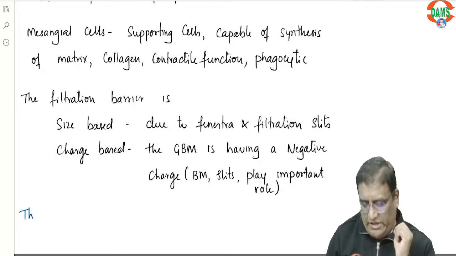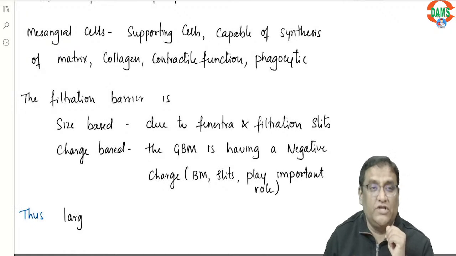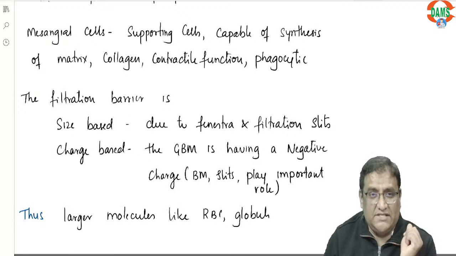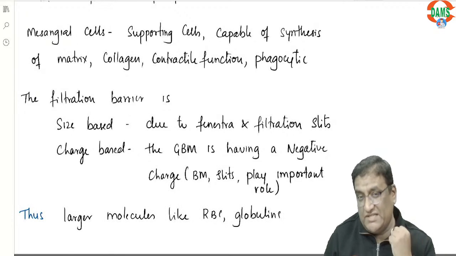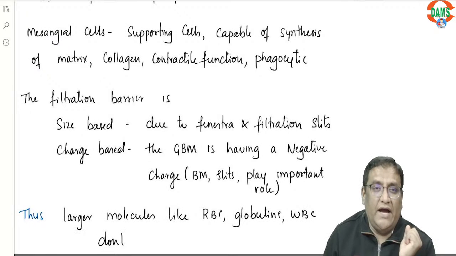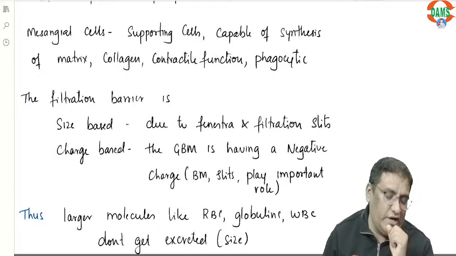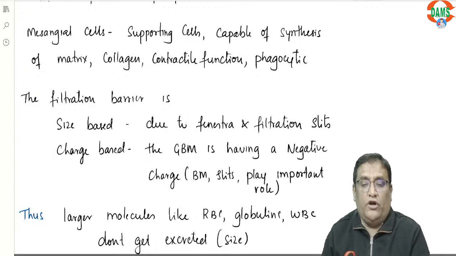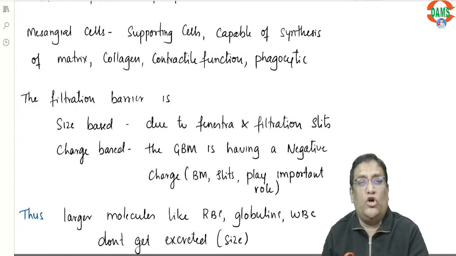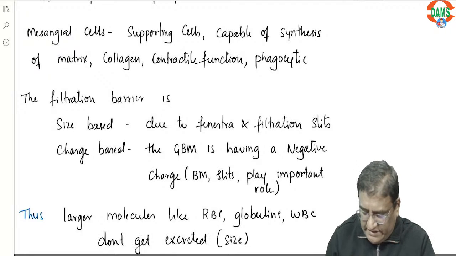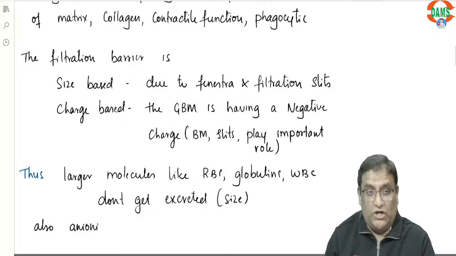So very, very important. Thus, what is happening physiologically? Physiologically, larger molecules like blood cells, RBCs, WBCs, and globulins do not get excreted in urine. Why do they not get excreted in urine? Obvious logic. Their size is large. They will not be filtered out, and that is the reason why they are not filtered physiologically.